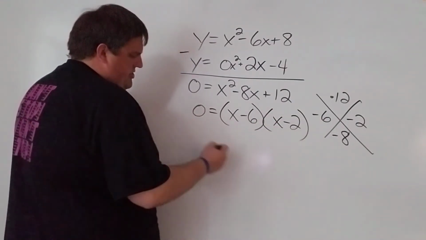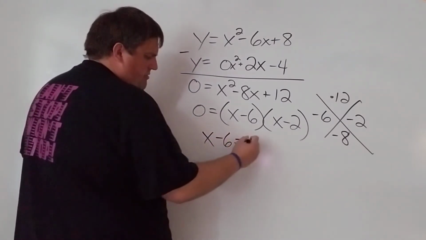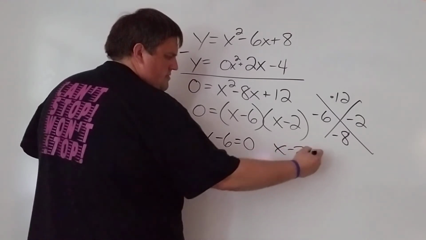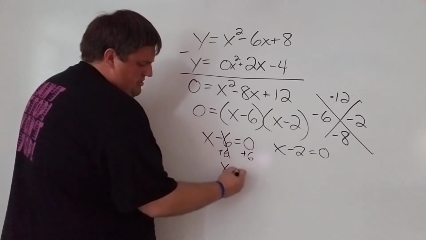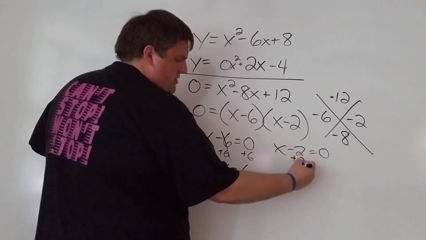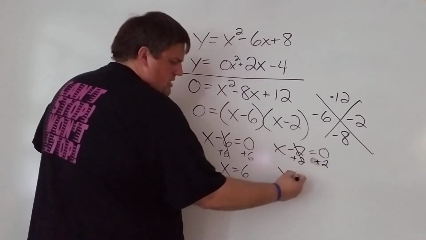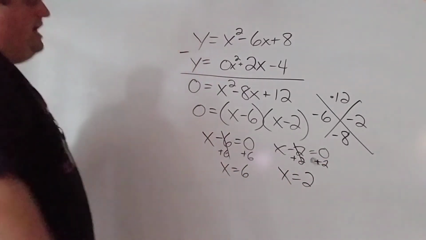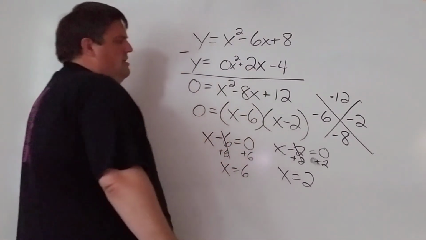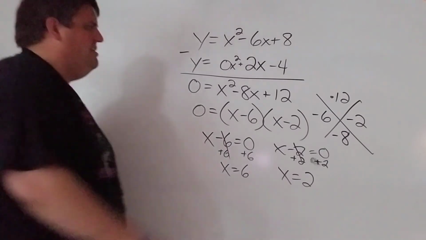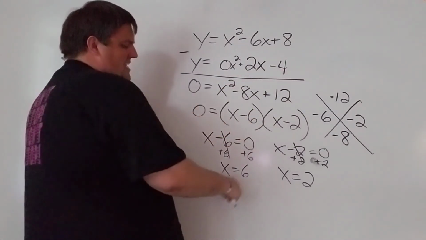And then when I go to solve it, remember we are going to set both equal to 0. Add 6 over here, we get x equals 6. Add 2 over here, we get x equals 2. So x is 6 and x is 2, and then of course we have to plug them back in. I'm going to use this bottom equation, that one's easier. 6 times 2 is 12. 12 minus 4 is 8.